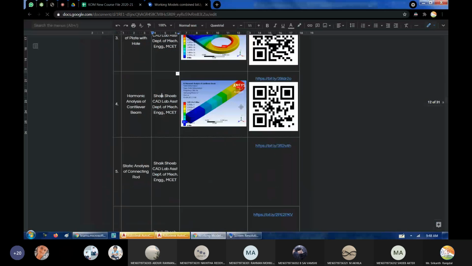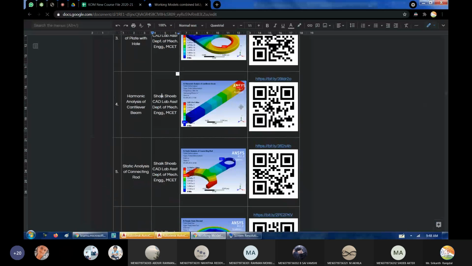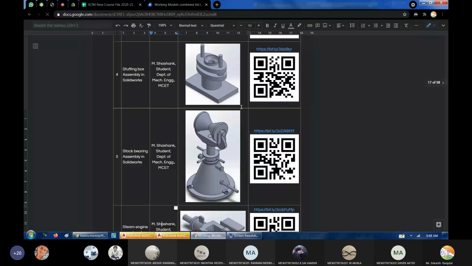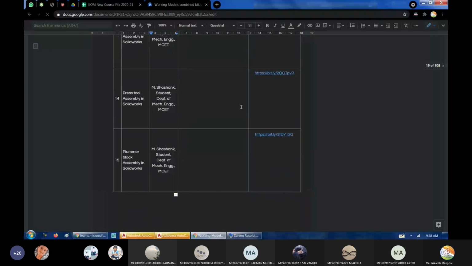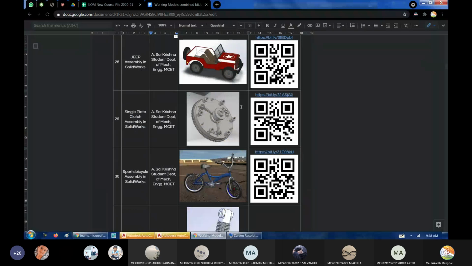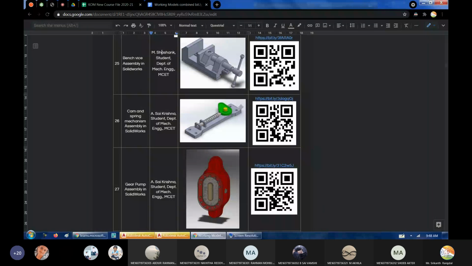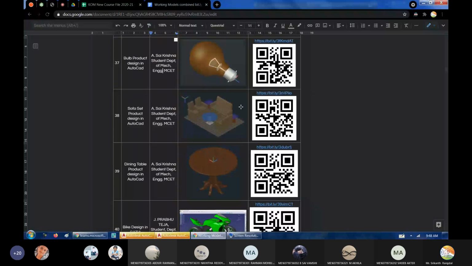You can see here there are some ANSYS models for analysis, all the experiments. These have been submitted by one of your seniors, Shashank. He has made all these models for a machine drawing lab using SolidWorks. All these models are available. And these are done by another of your seniors, Sai Krishna. He is now in final year. You can see some of his models are in AutoCAD, some are in SolidWorks, some others are in CATIA. So he has used a wide range of software. And these are for engineering graphics.